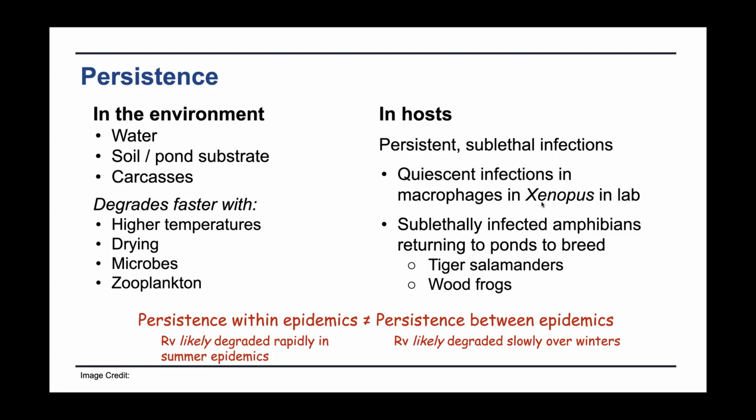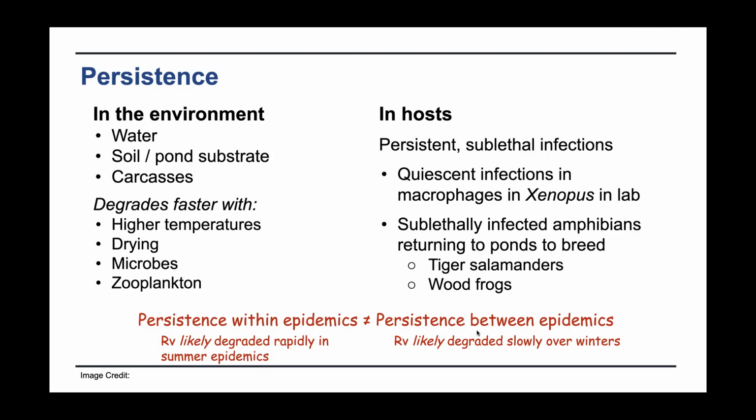Some of this comes from Jacques' lab, where they've demonstrated quiescent infections in macrophages for months in Xenopus. And then some of my own work provides more circumstantial evidence, but we found both tiger salamanders and wood frogs returning to ponds to breed in the spring, and they're carrying low-level ranavirus infections, and presumably they're able to restart infections or restart epidemics that way.